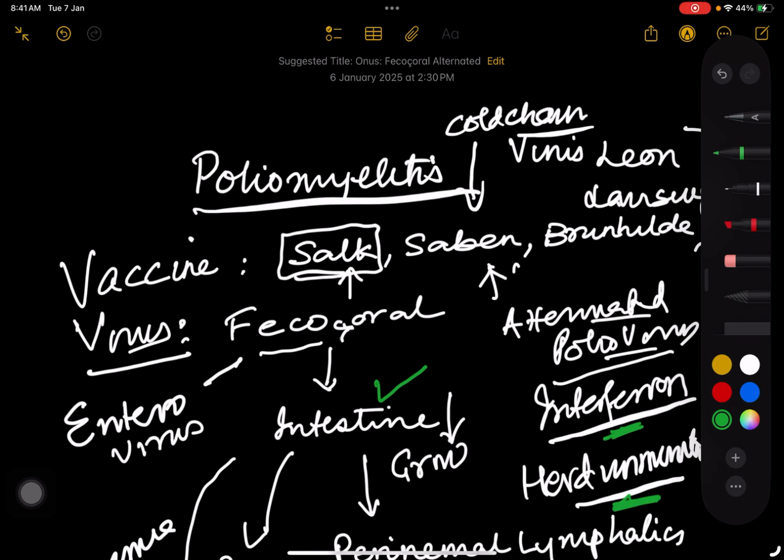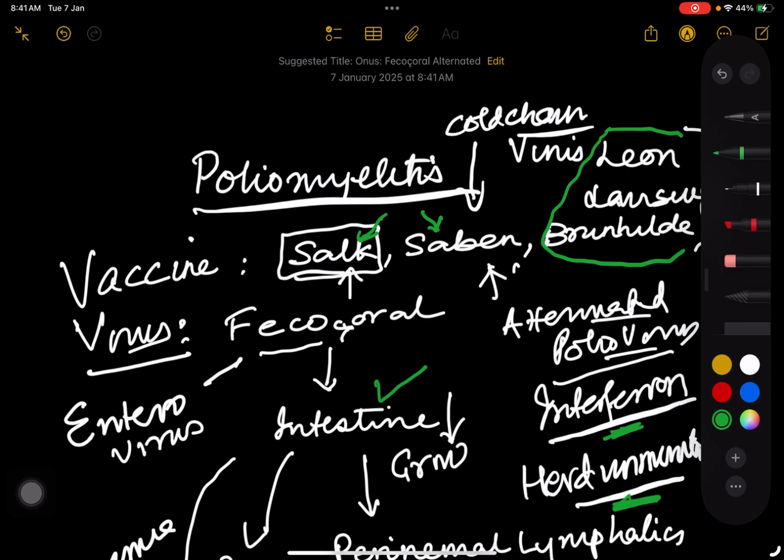Today we'll deal with poliomyelitis. Poliomyelitis is caused by these three viruses: Lyon, Lansing and Brunhilde. You can have an antibody vaccine against them, which is called Salk, or an attenuated virus vaccine, which is called Sabin.